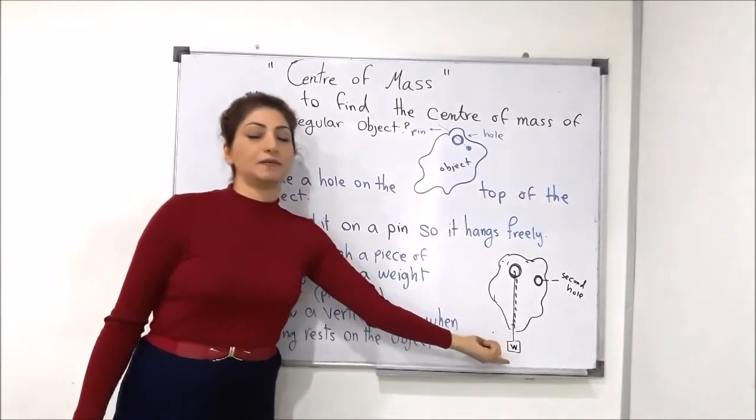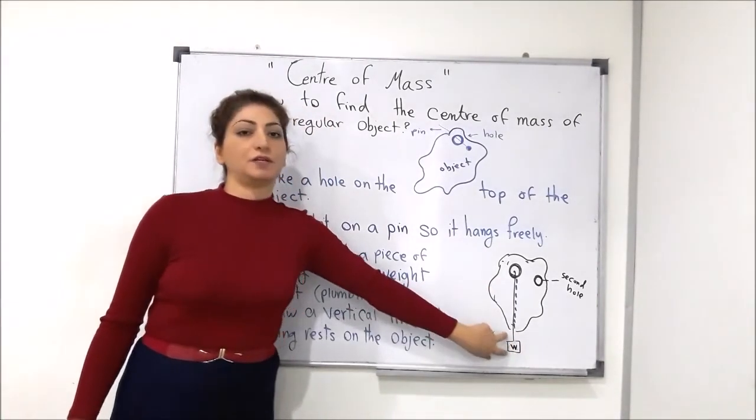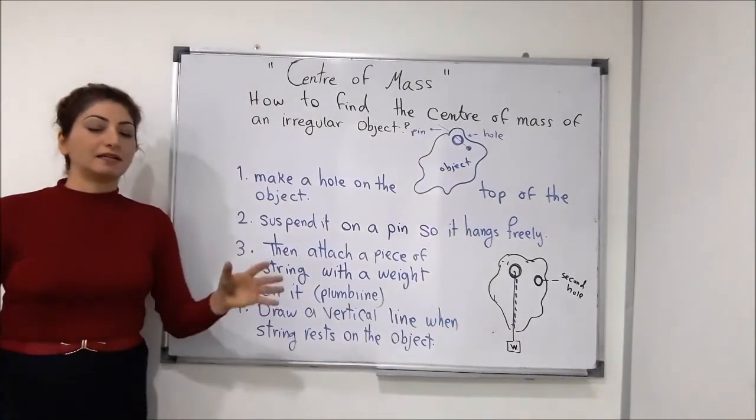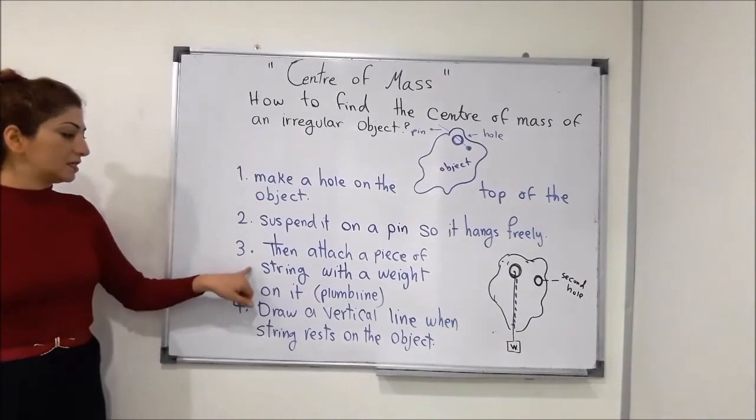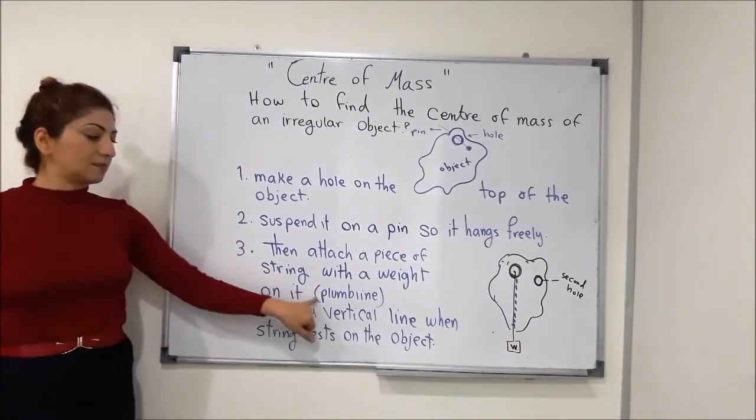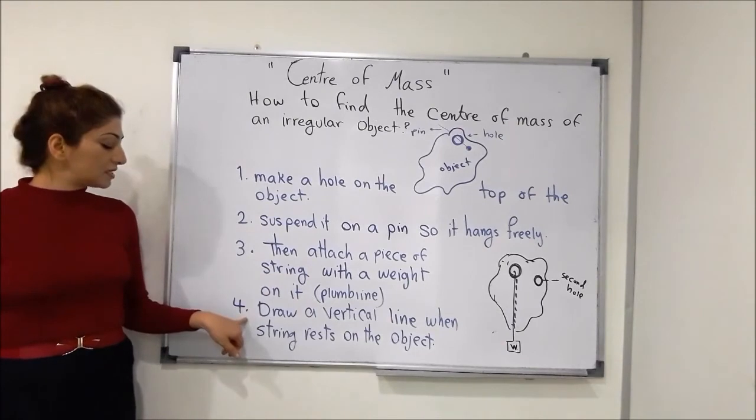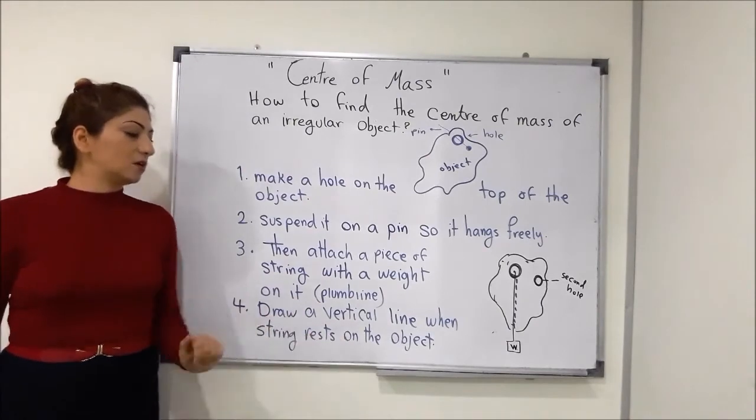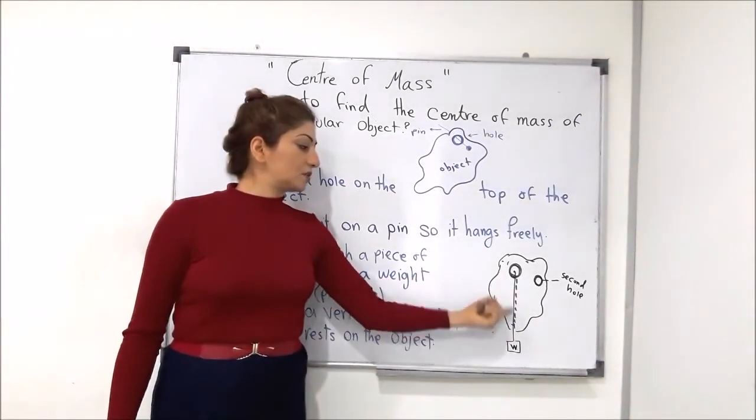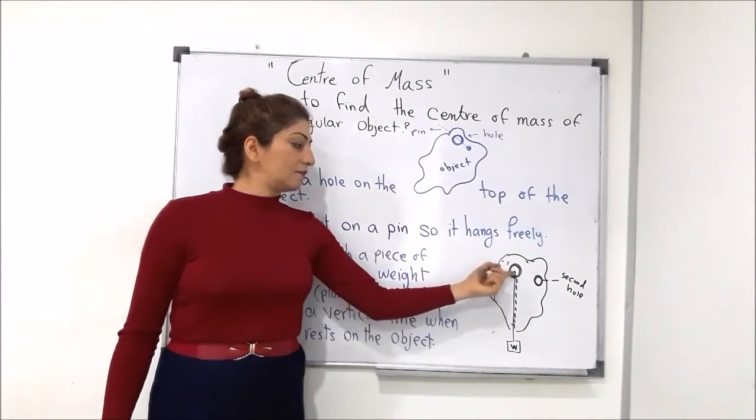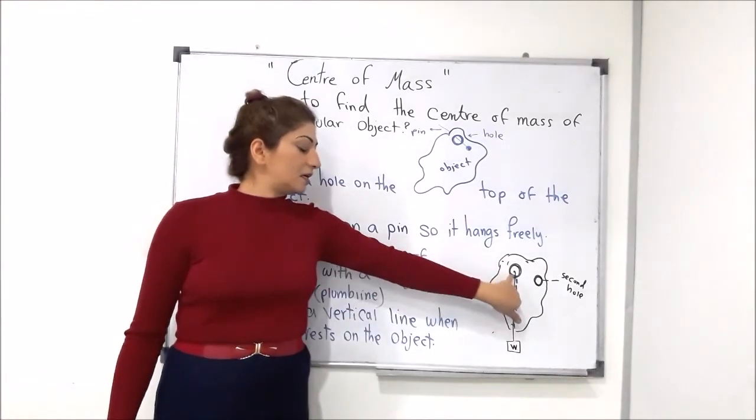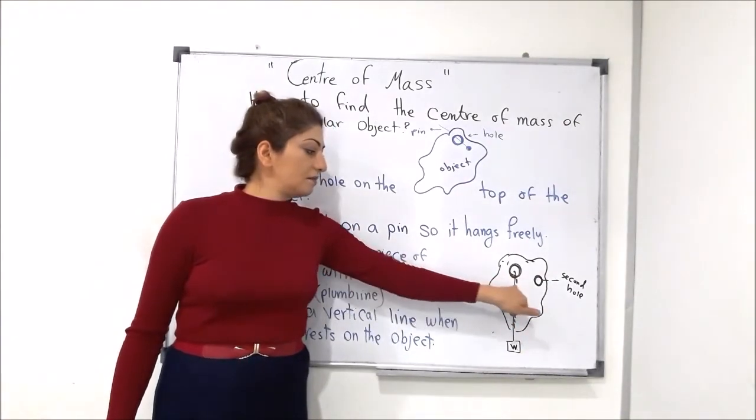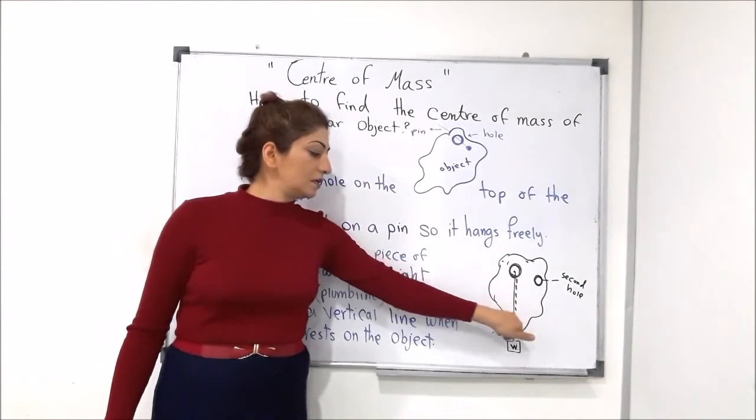This is a string, and we have put a load or a weight here to pull it down. After it swings a little and stops at the position, we call it a plumb line. Then at the fourth step, draw a vertical line where the string rests on the object. You have to draw a line exactly where the string is placed on this object here. So I draw a line here.